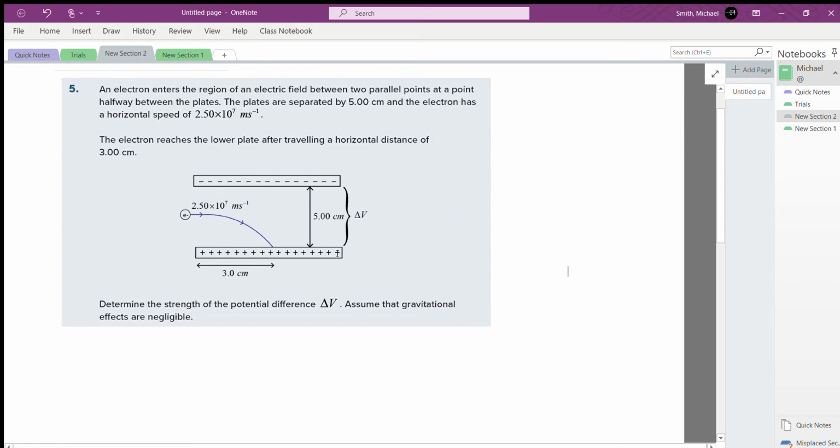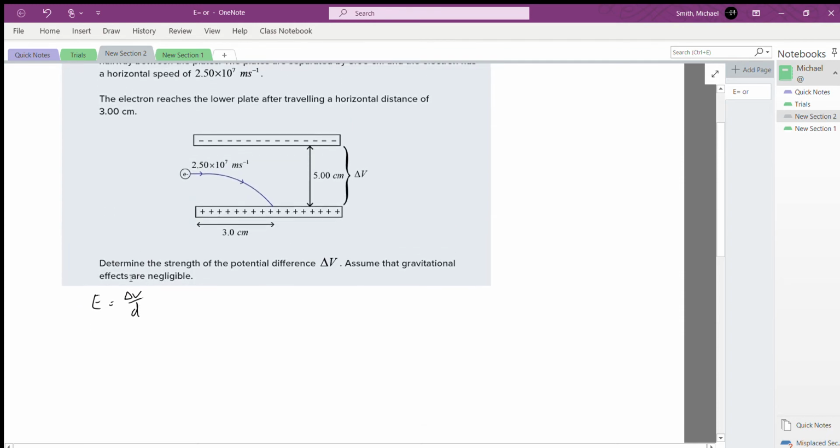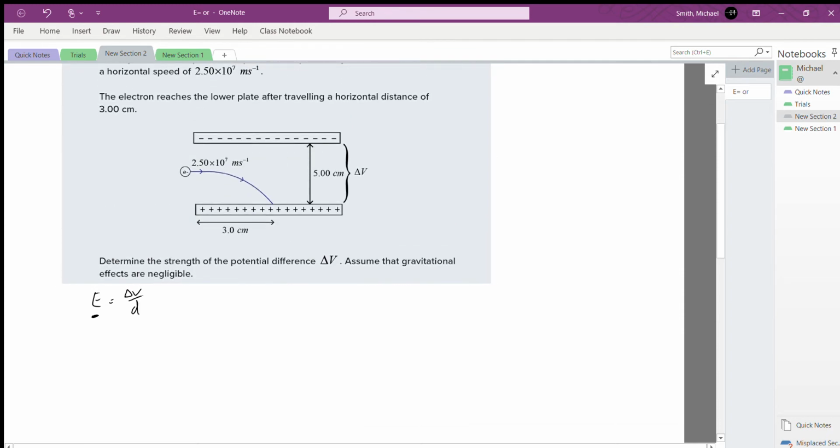So here, unlike all the other ones, we need to work backwards using all of our expressions that we've been using so far to try and work out the potential difference. Just to think it through, the only way we can really determine the potential difference is using our expression for the electric field, delta V over D. Unfortunately, we don't have the electric field in the question just yet, but we need to work that out. In order to work that out, we need to calculate the acceleration of the electron using information that we're given. From there we can work out the electric field. Once we have the electric field, we can determine the potential difference.